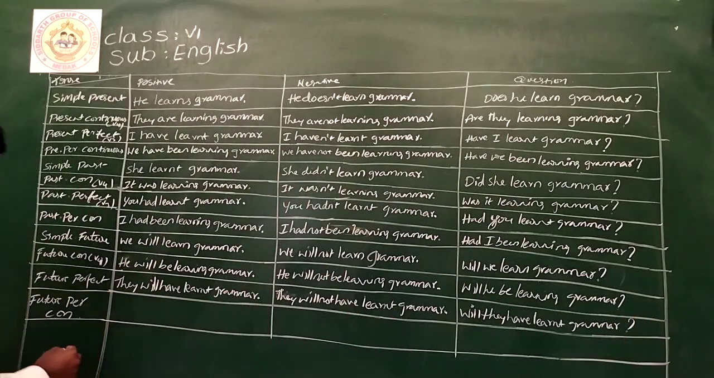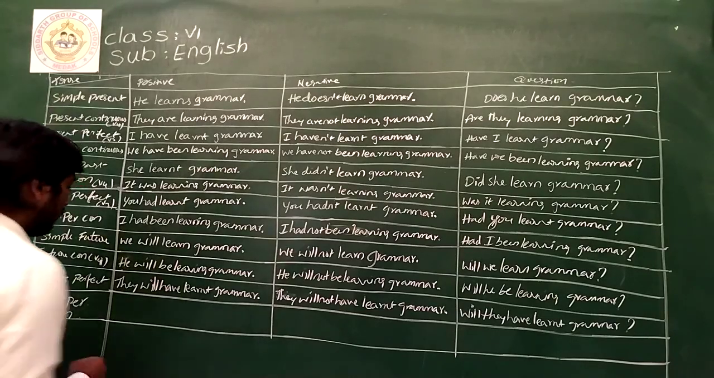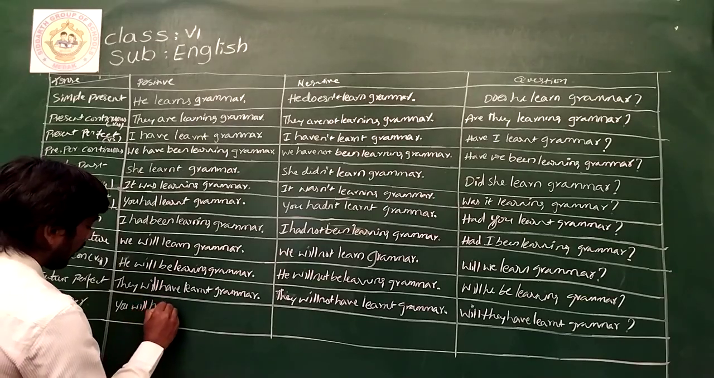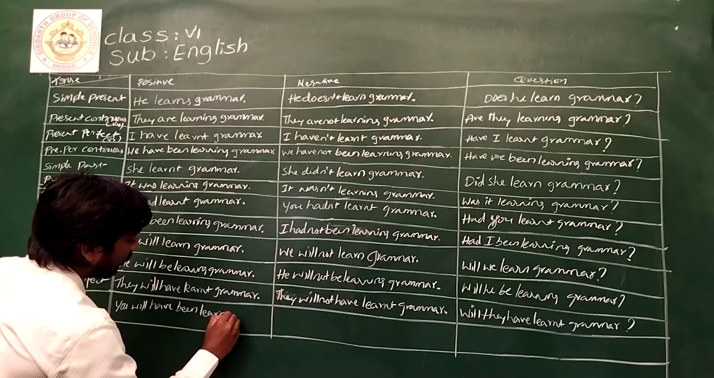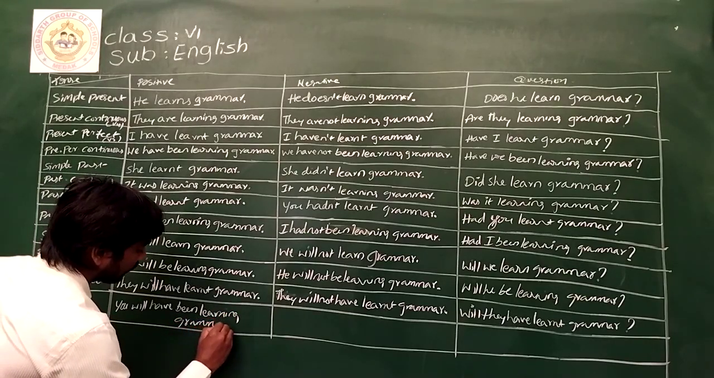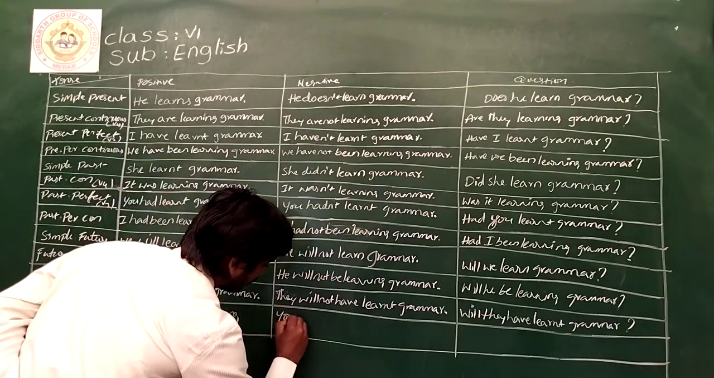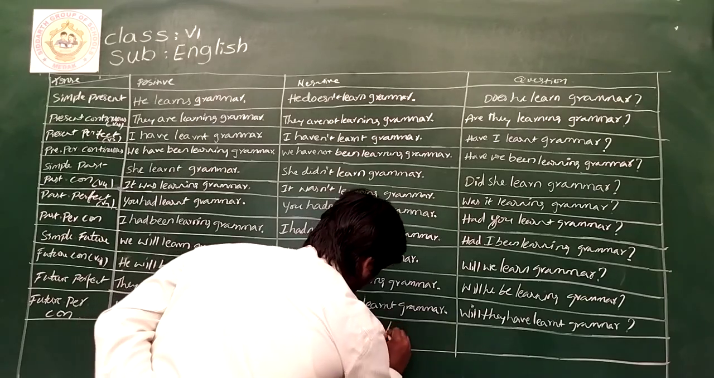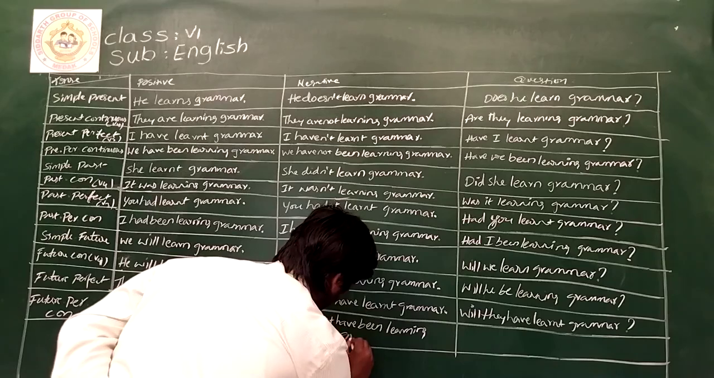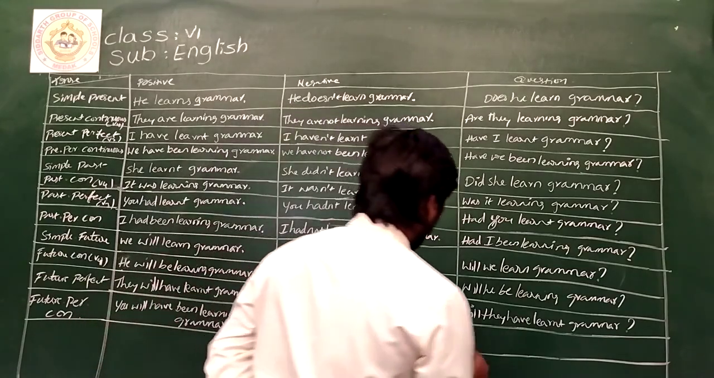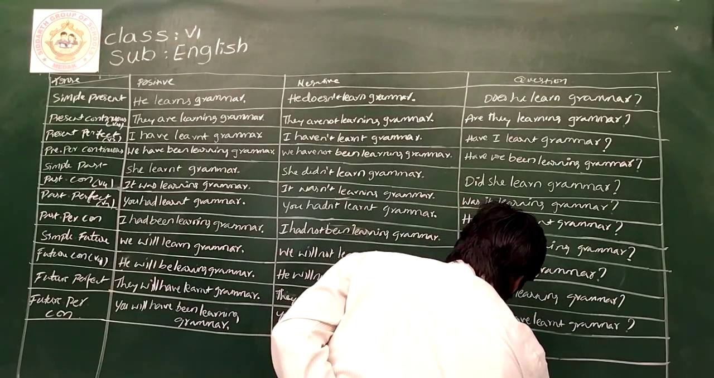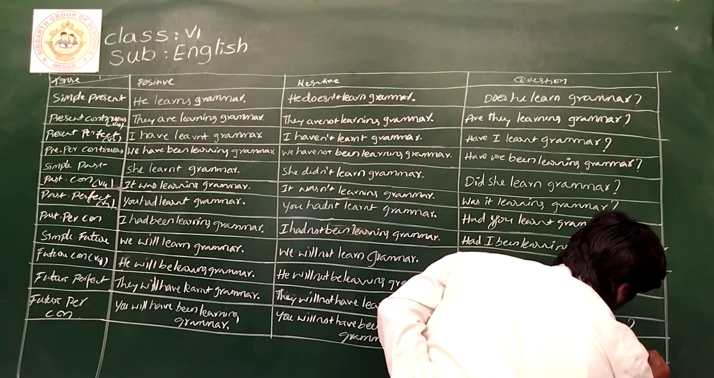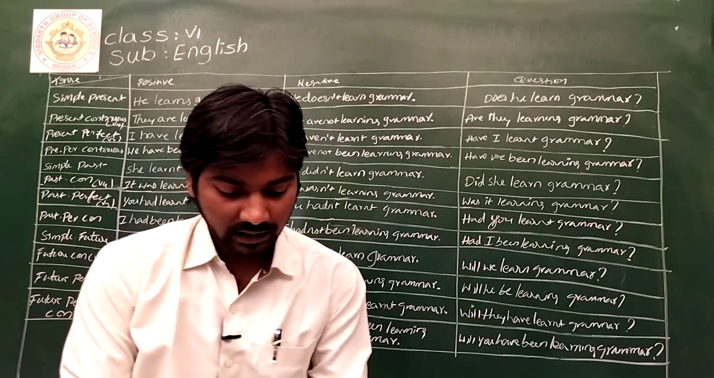Right. Last one, future perfect continuous. Children, subject plus will have been. So I'm writing I, we, you will have been learning grammar. Next one, you will not have been learning grammar. Next one, auxiliary verb will, you have been learning grammar? Question mark. Okay, children, I think it is completed.